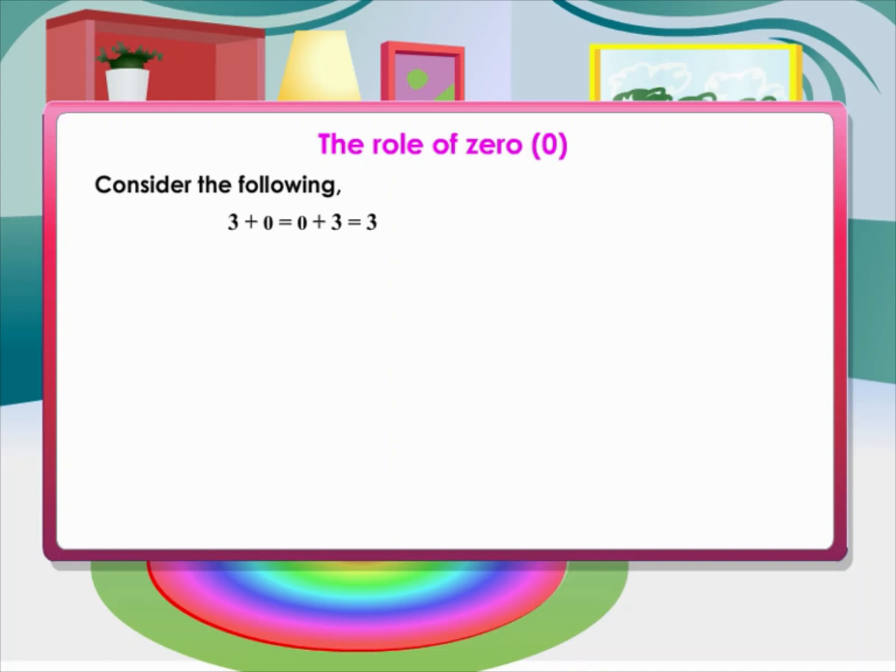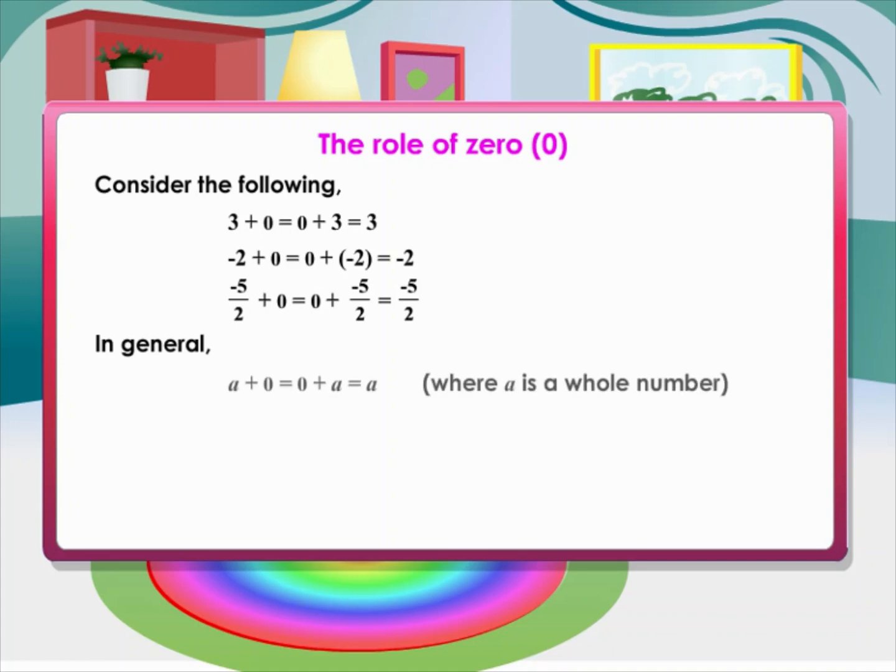Next, let us add 0 to an integer. Minus 2 plus 0 is equal to 0 plus minus 2 is equal to minus 2. Again, when we add 0 to an integer, the sum is again an integer. Let us check the same with a rational number. Minus 5 by 2 plus 0 is equal to 0 plus minus 5 by 2 is equal to minus 5 by 2. So when we add 0 to a rational number, we get a rational number again.